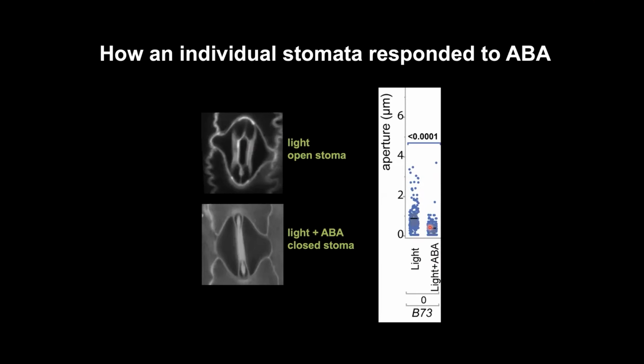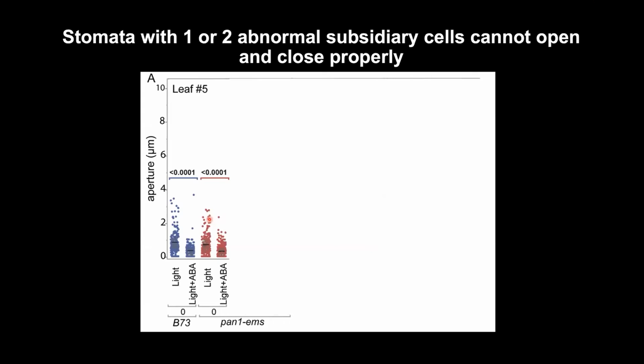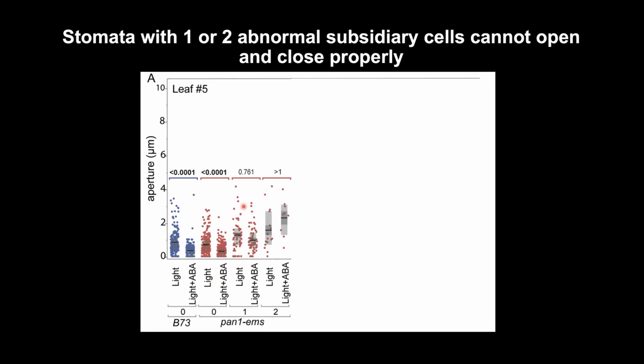So I applied the same method to the mutants. In our mutants, as I mentioned before, there are three types of stomata with 0, 1, or 2 abnormal subsidiary cells. Firstly, we look at PAN1 in the stomata with 0 abnormal subsidiary cells. As in B73, we can see ABA can induce stomata closure in PAN1 mutants. And then we look at the stomata with 1 or 2 abnormal subsidiary cells, and you can see that the stomata cannot close even when we apply ABA to induce them.